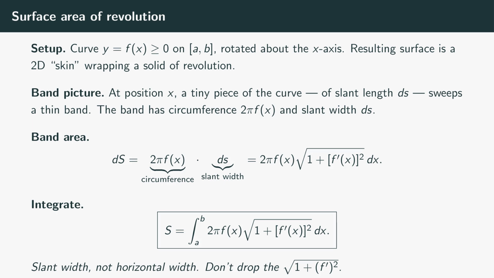S equals the integral from a to b of 2 pi f of x times the square root of 1 plus f prime of x squared dx. That's the surface area formula. Critical detail: the width of the band is ds, not dx. If you mistakenly write 2 pi f of x dx instead of 2 pi f of x ds, you've computed the area of a flat horizontal strip, not a slanted band. The slant matters, sometimes enormously. If the curve is steep, ds is much larger than dx. The square root of 1 plus f prime squared factor is the slant correction.